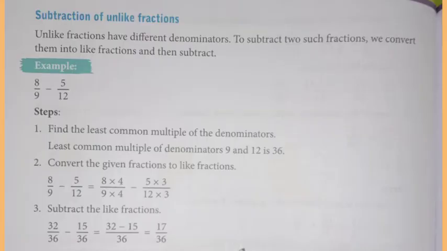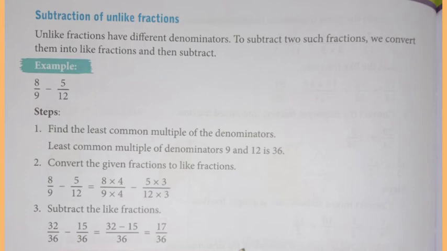Subtraction of unlike fractions. Unlike fractions have different denominators. To subtract two such fractions, we convert them into like fractions and then subtract. Example: 8 by 9 minus 5 by 12. Steps are: step 1, find the least common multiple of the denominators. Least common multiple of denominators 9 and 12 is 36.